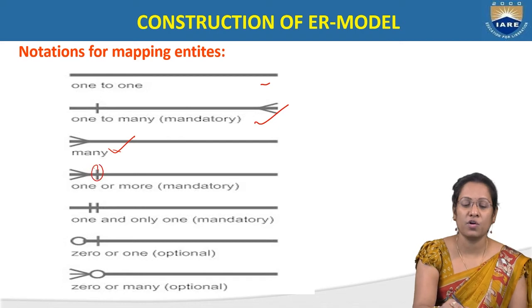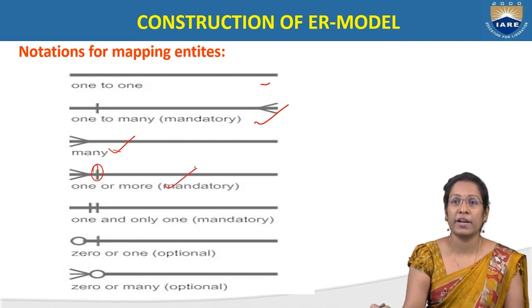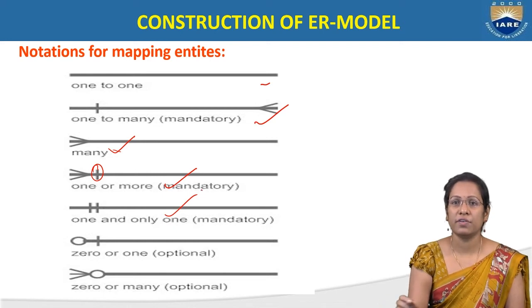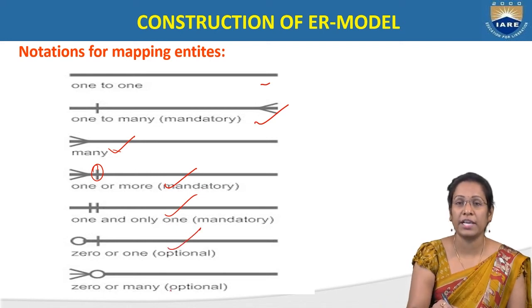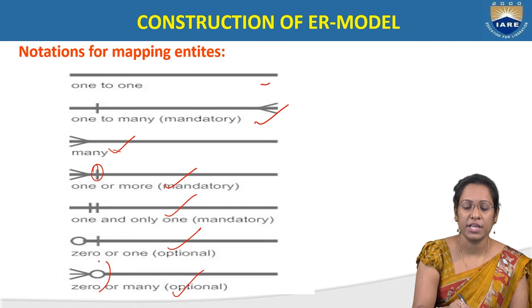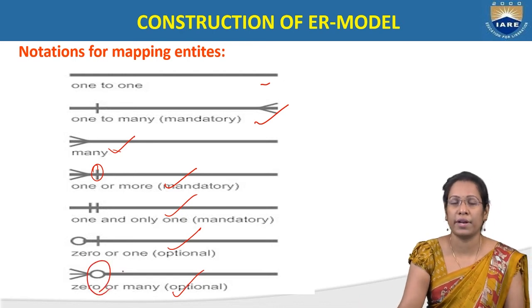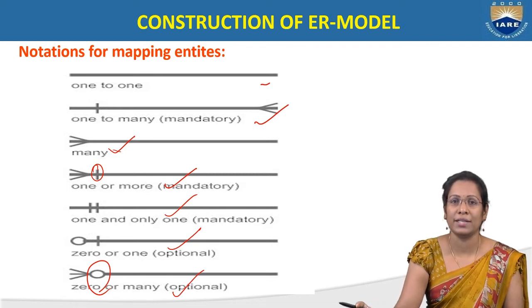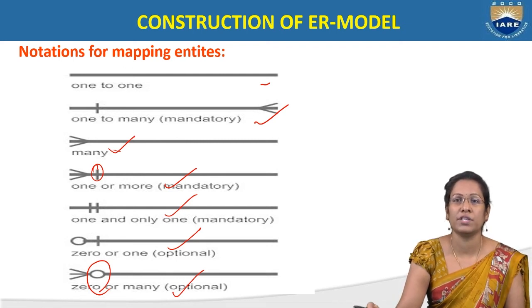This indicates one or more. The next one, one and only one, is indicated by two horizontal lines, and the next one is zero or more, which implies that zero or any number can be involved. So these are the notations we should use while constructing the ER model. To map two entities in the ER model, we need to use one of these mapping cardinalities depending upon the criteria.